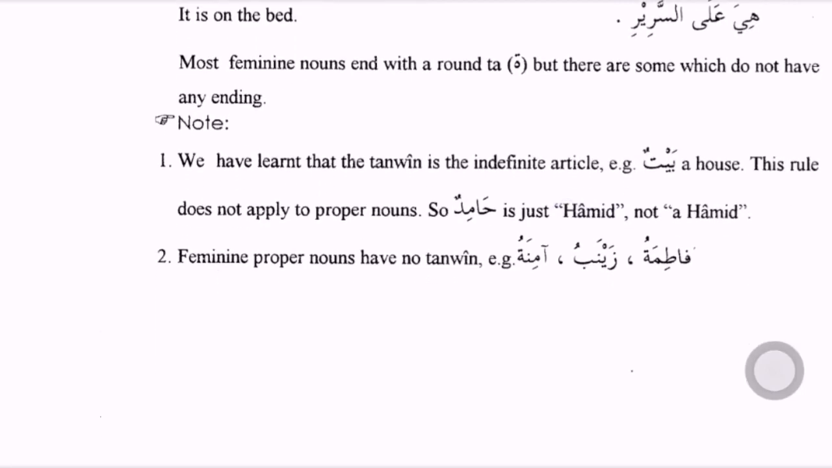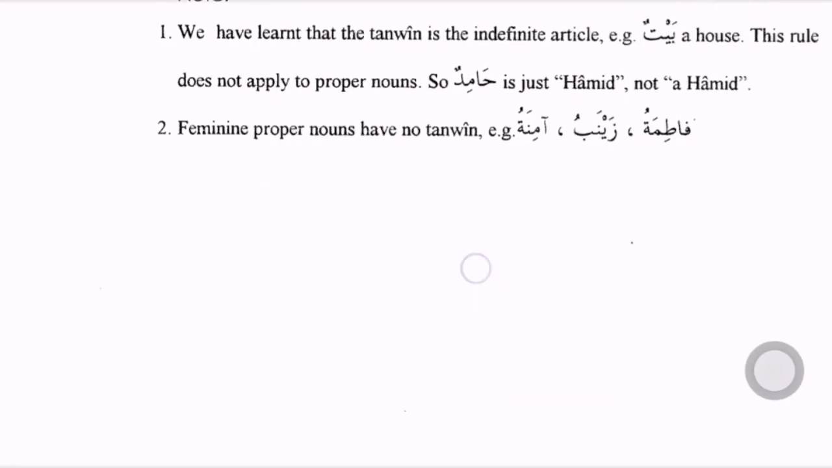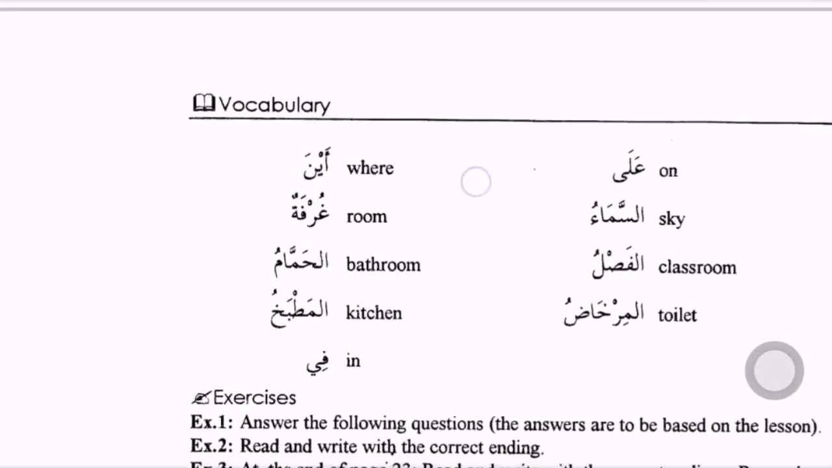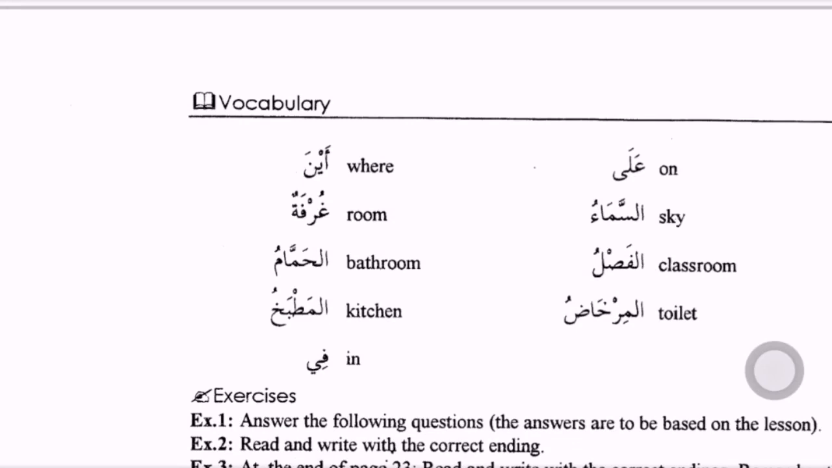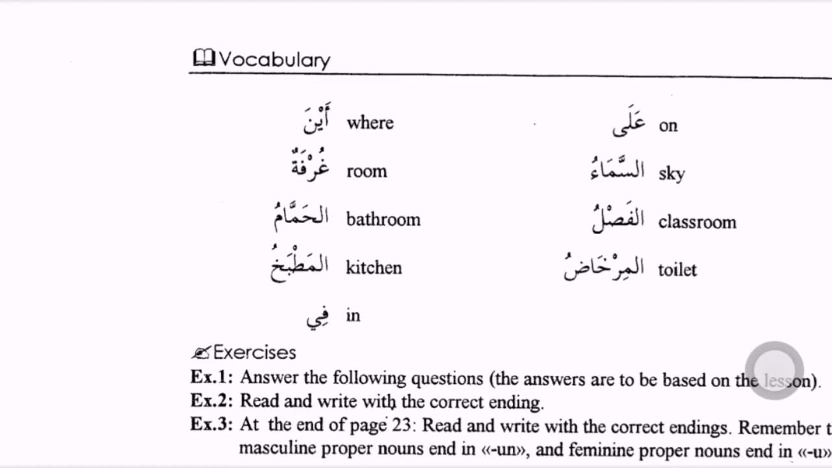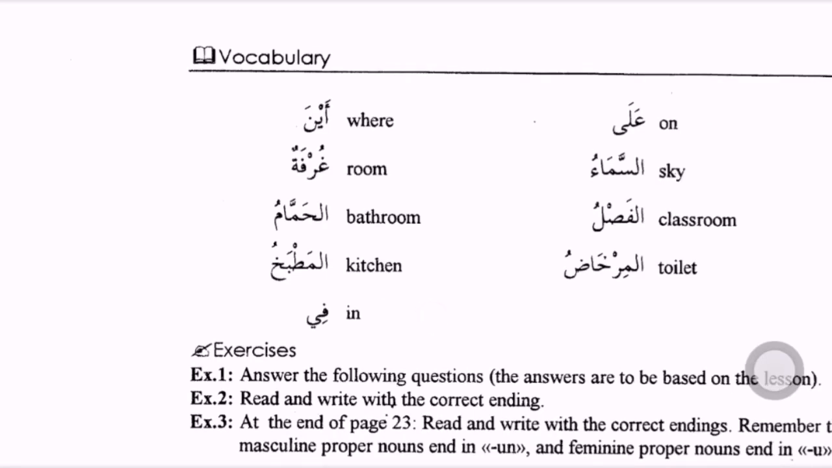Now, there are some feminine words that do not take a round ta at the end, like Zainab, Maryam, Layla, Hind, and the likes. So these are the things we are going to look at today. We look at the new words we have here. We have Aina, where; Ghurfa, now Ghurfatun, that is room; Al-Hammam, bathroom; Al-Matbakh, kitchen; As-Sama, sky; Al-Fasl, classroom; Al-Mirhad, toilet.